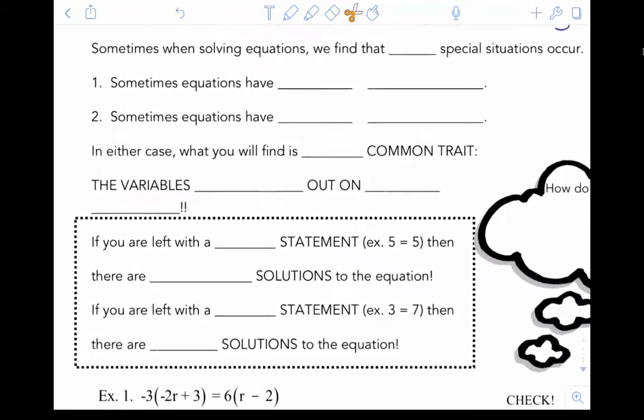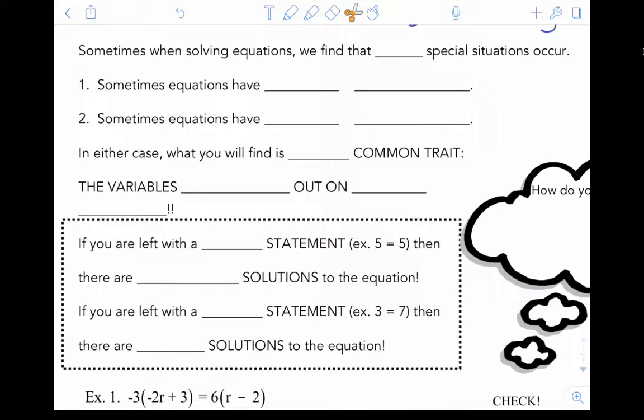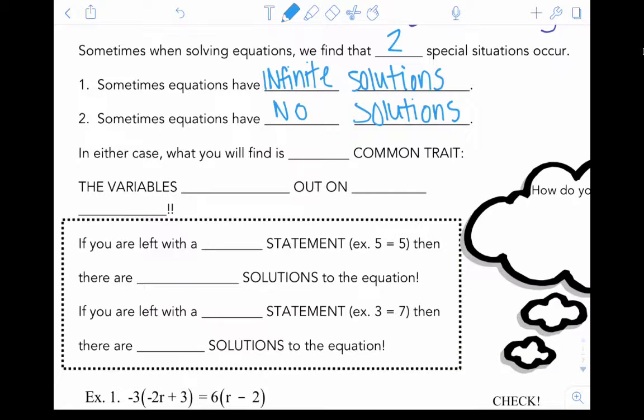So our typical situation when we solve an equation is to get one solution. We just get x equals something. But sometimes there are two different special situations that might occur. These two situations are sometimes equations have infinite solutions, and sometimes they have no solutions. So these are two different situations.